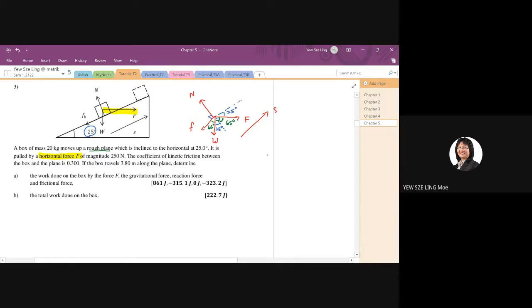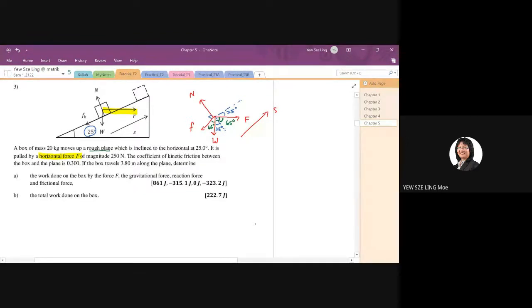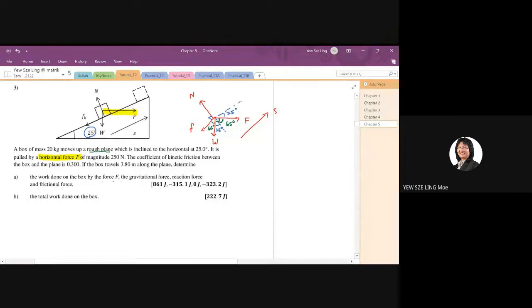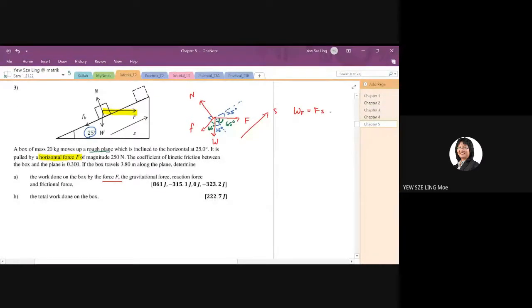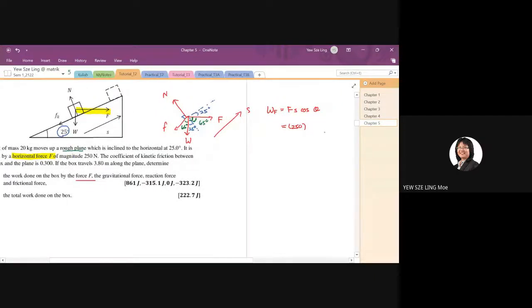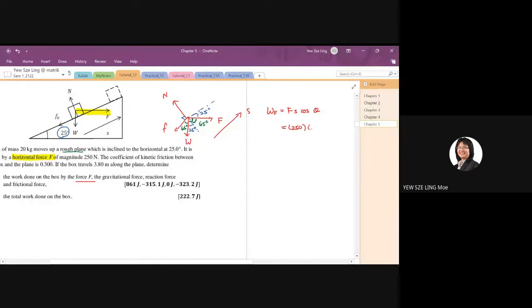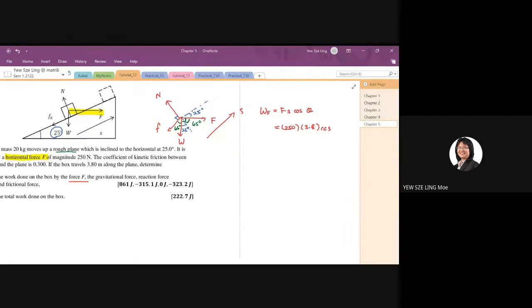Now I'm ready. I got all the angles, and I got all 4 forces in my free body diagram. Let us begin with force, following the sequence in the questions. So W for the horizontal force is force times displacement times cos theta. The horizontal force given is 250, and it moved up by 3.8 meters. Looking at the diagram, the angle between the X component and the horizontal force is 25 degrees, therefore cos 25.